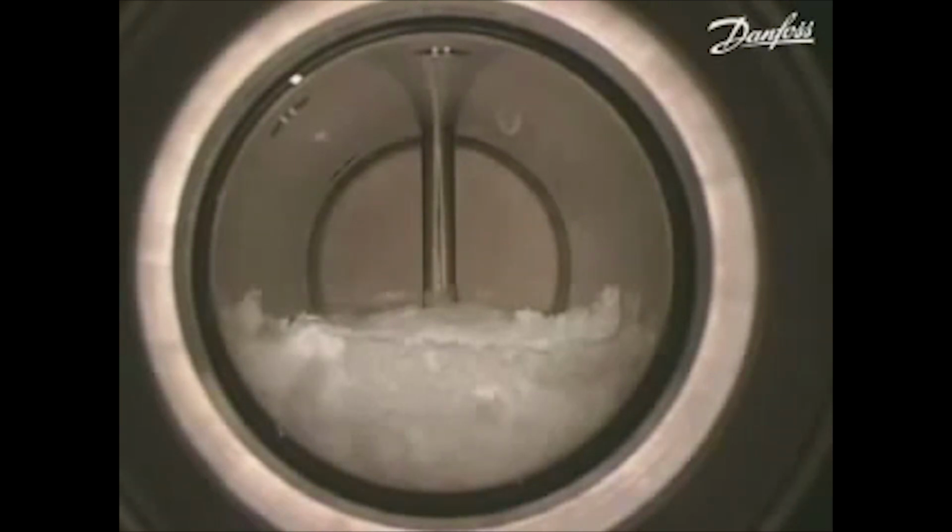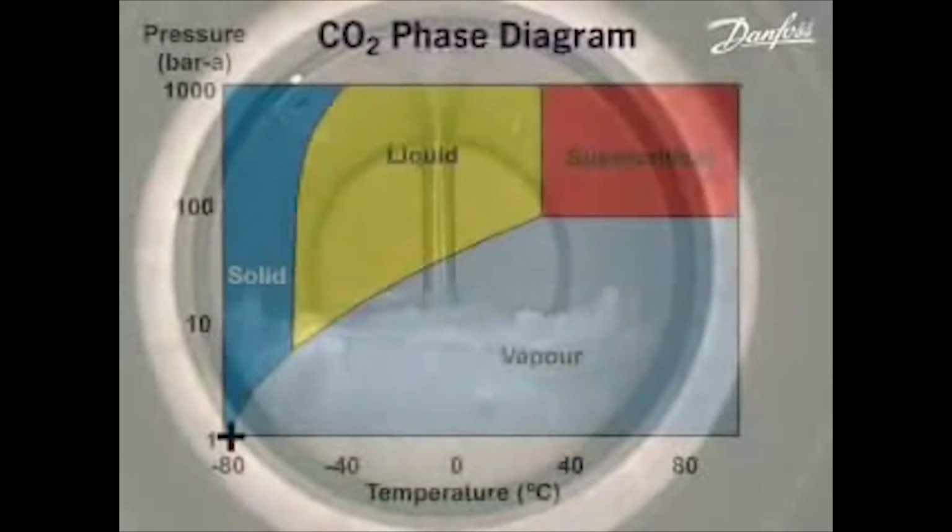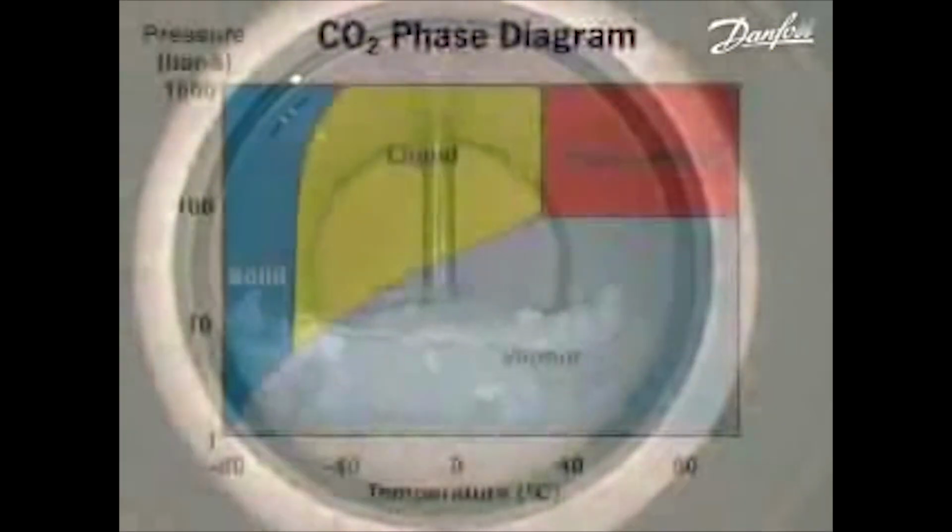As the pressure continues to fall below the triple point, only solid and vapor are present in the cell. Solid CO2 is also known as dry ice. It has a surface temperature of minus 78.4 degrees C at standard atmospheric pressure. The pressure inside the cell is now approximately equal to the surrounding atmosphere of 1 bar absolute. The vent valve is closed.